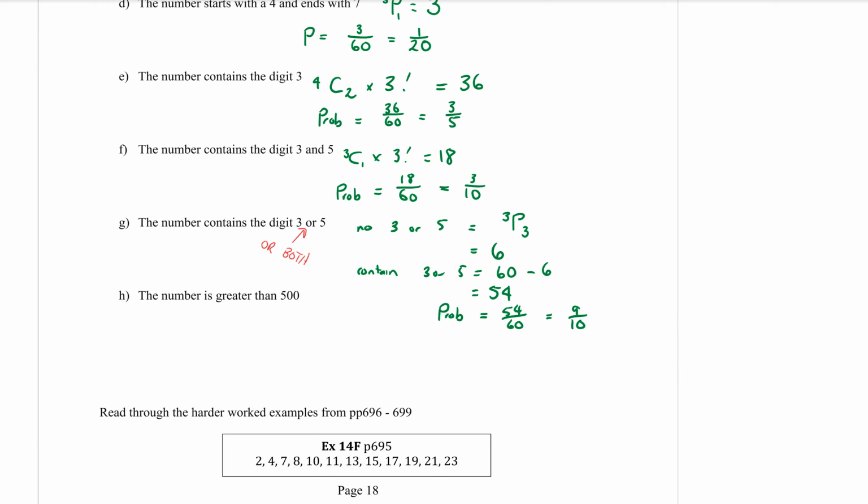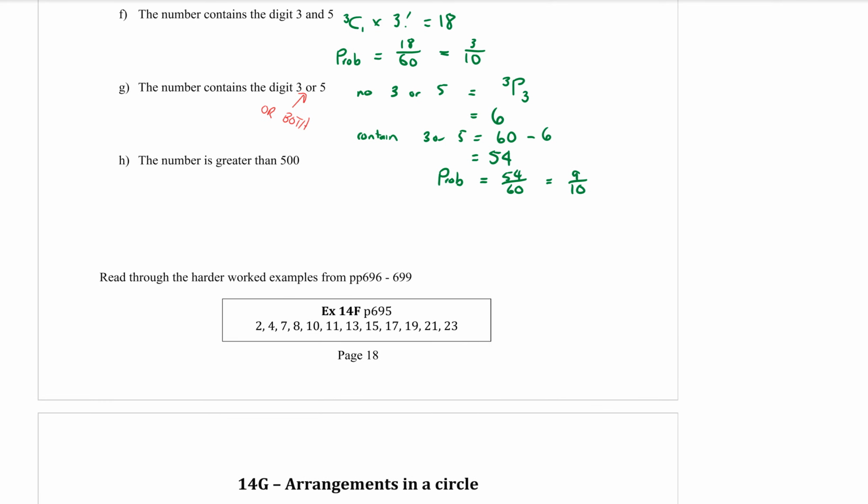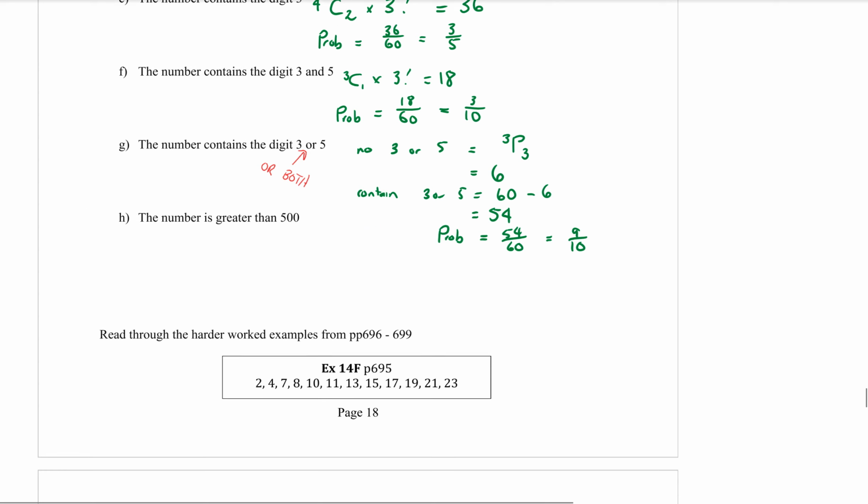Okay? All right, H, last one. The number is greater than 500. So how many numbers could I pick to be the first digit? Three. So let's place that one. There's three ways of choosing the first digit. I then have to choose two more digits. I have four to pick from because I've chosen one already. So 4P2 for the remaining two digits. And that gives me a total of 36 ways of getting a number greater than 500. Then the probability. So probability is 36 over 60, which is 3/5.